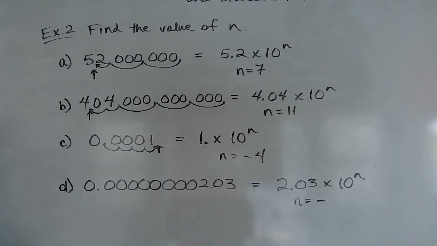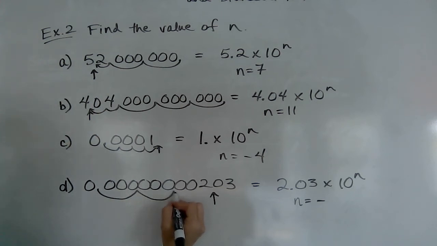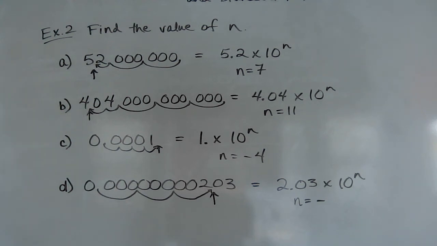We just need to figure out how many places we're moving the decimal to get it to land right behind the 2 so that we have one digit to the left of the decimal that is not a 0. Lots of zeros here. I find it more helpful to count by 3s than by 1s, but that's up to you. So there's a group of 3. There's 3 more to make 6. 3 more gives us 9. So this becomes 2.03 times 10 to the negative, because it's a small number, 9.